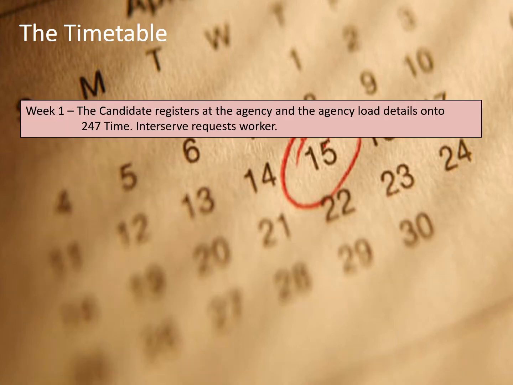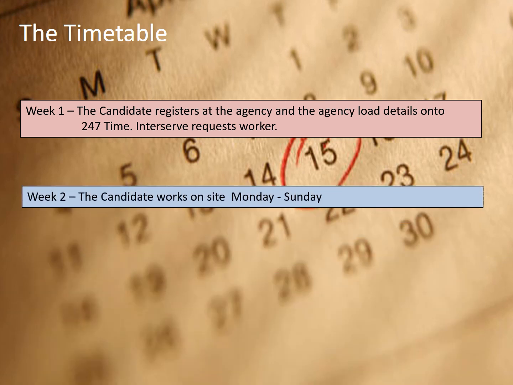So let's say, for example, in week 1, the candidate registers with the agency, and the agency loads details into 247 Time. So that's details about the candidate, the NI number, home address, and so on and so forth. And then you'll request a worker, where the agency says, yes, I've got a worker that's available for you. You say, yeah, that's fine, we'll have that worker working at our particular site. Week 2 then is the candidate goes and works on the site. Now, our working week is Monday through to Sunday.